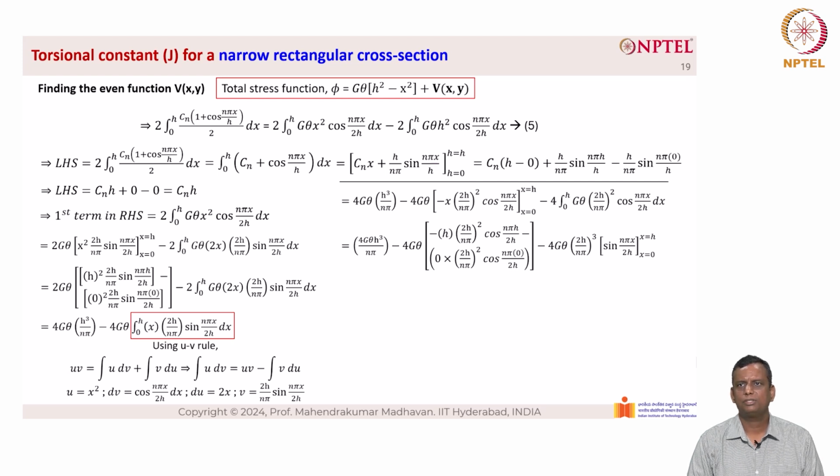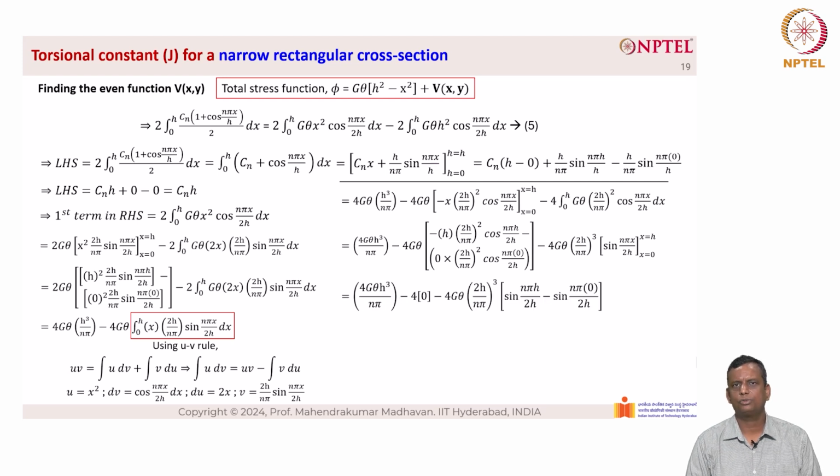So which gives rise to the value that x equal to 0 to x equal to h, actually the entire term becomes 0. So when we do so, we have 4g theta into h cube by n pi minus 4 into 0 minus 4g theta into 2h by n pi the whole cube into, when we substitute for the third term, we have x equal to 0, x equal to h. So sin n pi h by 2h minus sin n pi 0 by 2h. So here n pi h by 2h, h gets cancelled. So sin n pi by 2, which is 1, and sin 0 is 0. So we have 4g theta h cube by n pi minus 4 into 0 minus 4g theta into 2h by n pi the whole cube into 1.